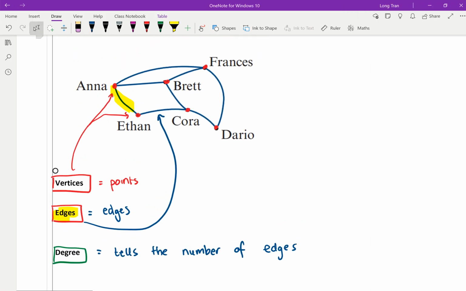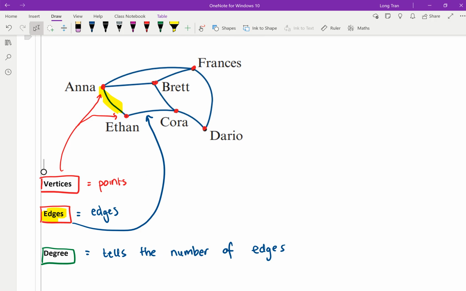All right, so last one, degree. Listening. Degree tells the number of edges that connects to each of the vertices.